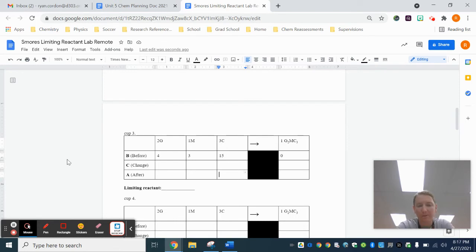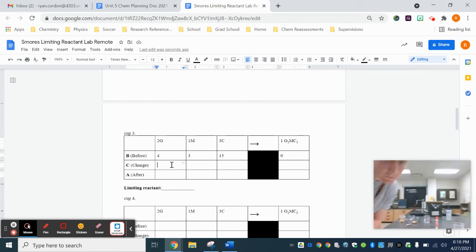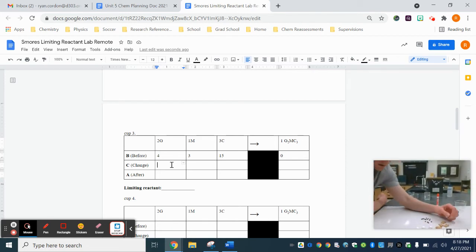All right, hopefully you guys have just finished up your BCA table prediction, and so let's see how you did. All right, so just like before, to make one s'more, we need 2 graham crackers, 1 marshmallow, and 3 chocolate chips. I go to make another s'more, 2 graham crackers, 1 marshmallow, 3 chocolate chips, and oh, I can no longer make any s'mores now because I have run out of graham crackers.